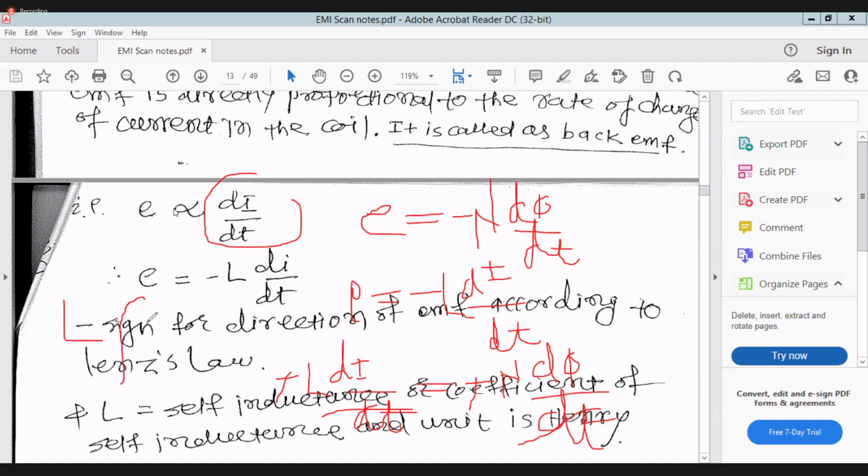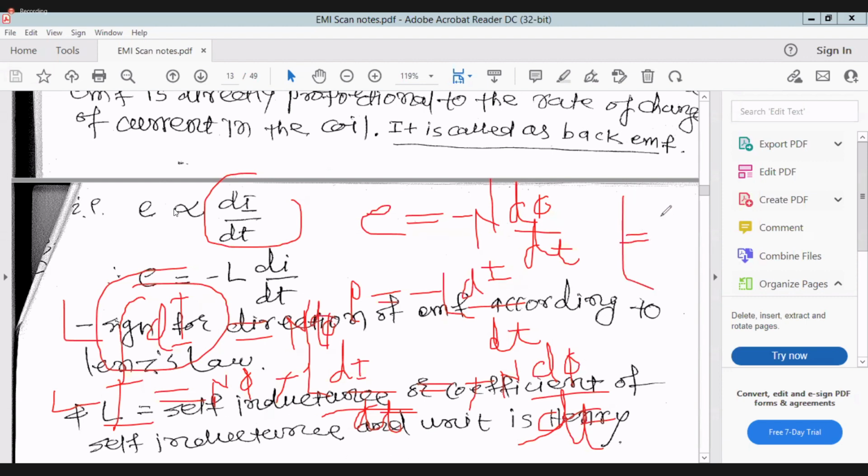Now take the integration of both sides. The integration of di is I, and the integration of d phi is phi. So L I is equal to N phi. So I get the formula: L is equal to N phi by I. This is the first formula of the self-inductance.